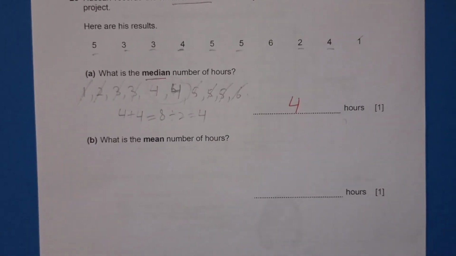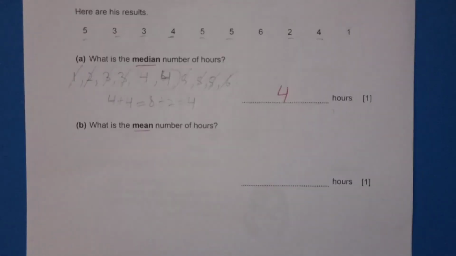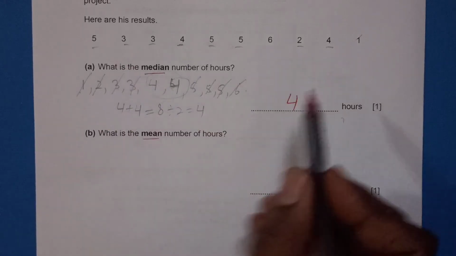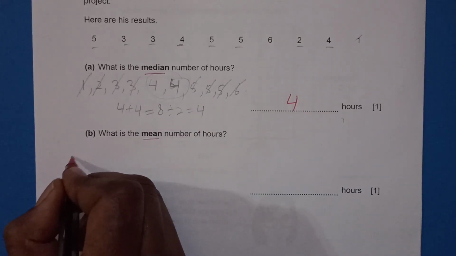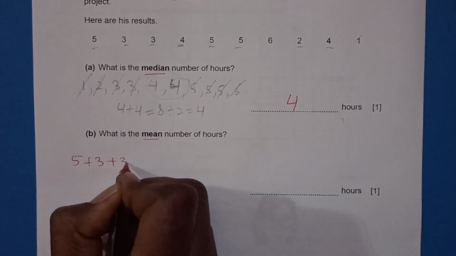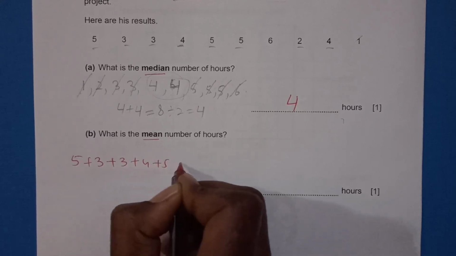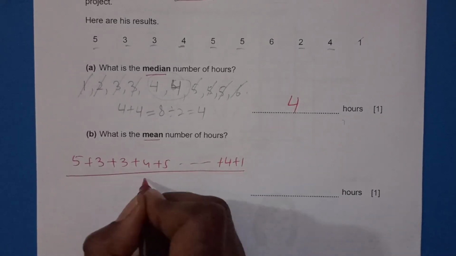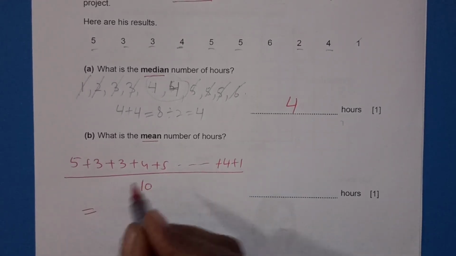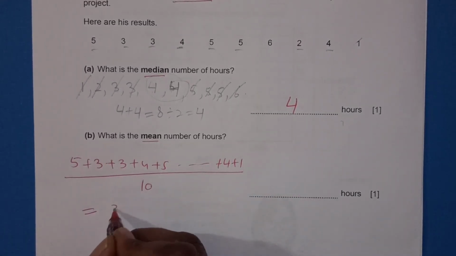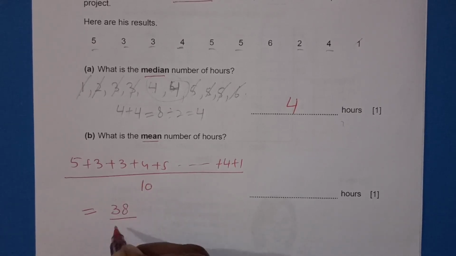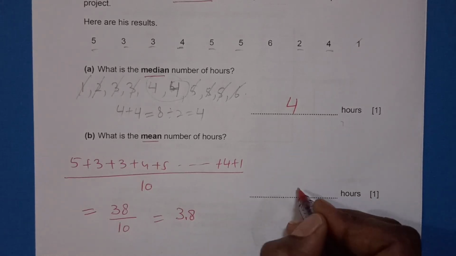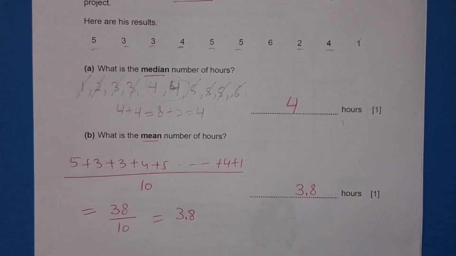Now what is the mean number of hours? For the mean, you add all the numbers. So we are adding 5 plus 3 plus 3 plus 4 plus 5 and so on, plus 4 plus 1, and dividing by 10. I have already calculated. When you add all these numbers together, it is 38 divided by 10. So this will be 3.8. So the final answer is 3.8.